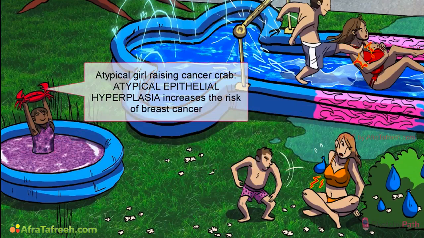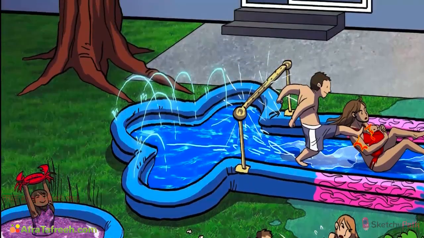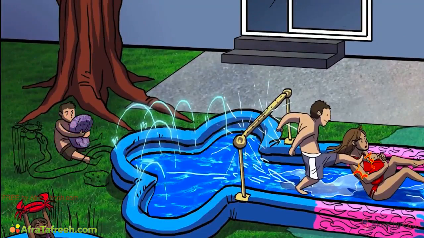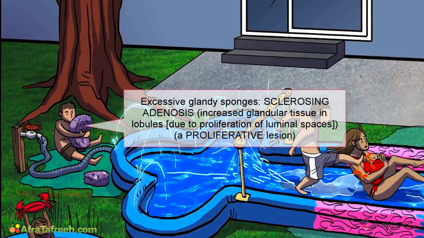The other major type of proliferative breast lesion is known as sclerosing adenosis. Let's see what it's all about. Sclerosing adenosis is a lobular lesion characterized by a proliferation of luminal spaces, aka adenosis, leading to an increase in small glands within the lobule. Just think of these sponges, filled with a bunch of tiny luminal holes.